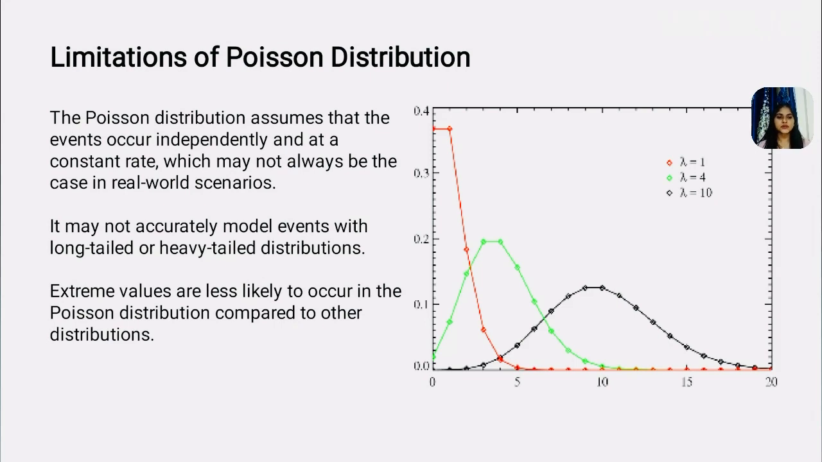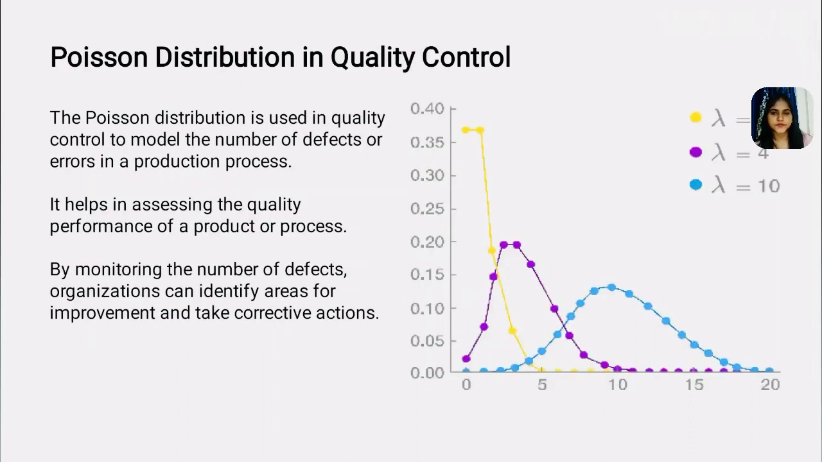Limitations of Poisson distribution. The Poisson distribution assumes that the events occur independently and at a constant rate, which may not always be the case in real world scenarios. It may not accurately model events with long-tailed or heavy-tailed distributions. Extreme values are less likely to occur in the Poisson distribution compared to other distributions.